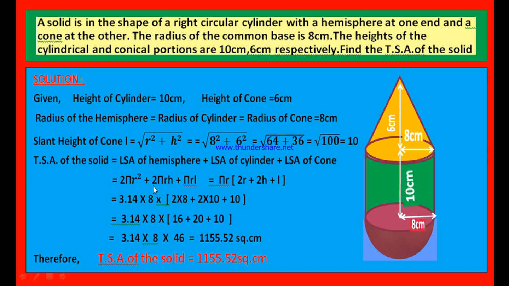But there is a second method also. We have to find the LSA of the hemisphere, and later the LSA of the cylinder, and later the LSA of the cone, so that you have to go for three calculations.